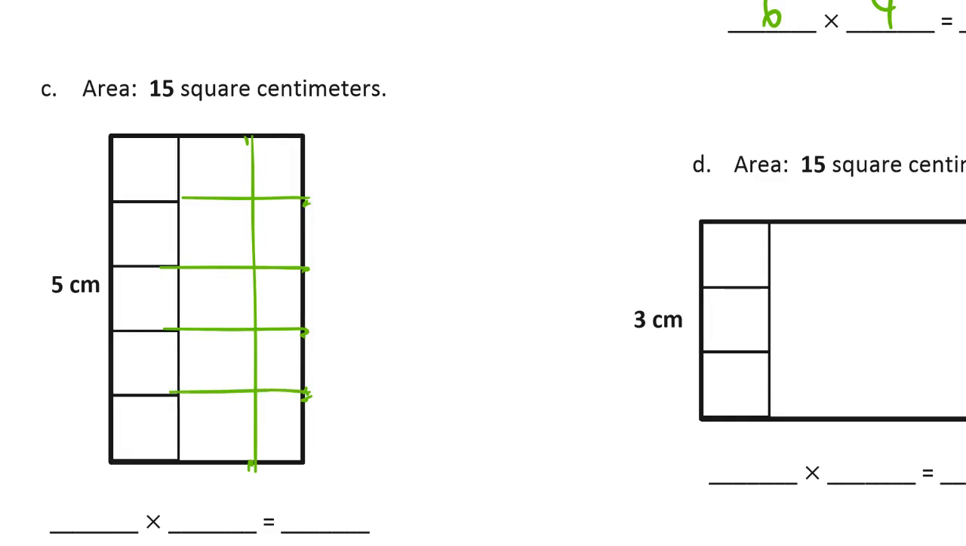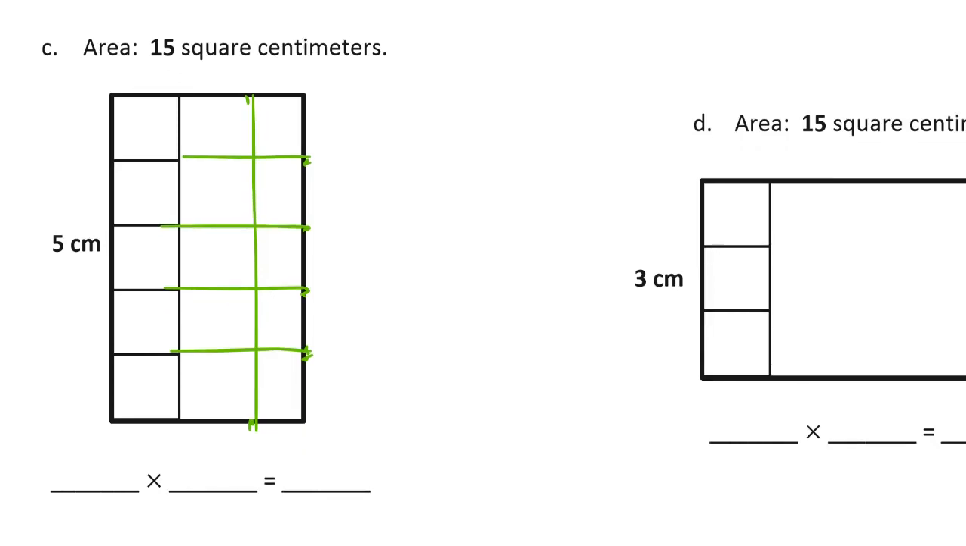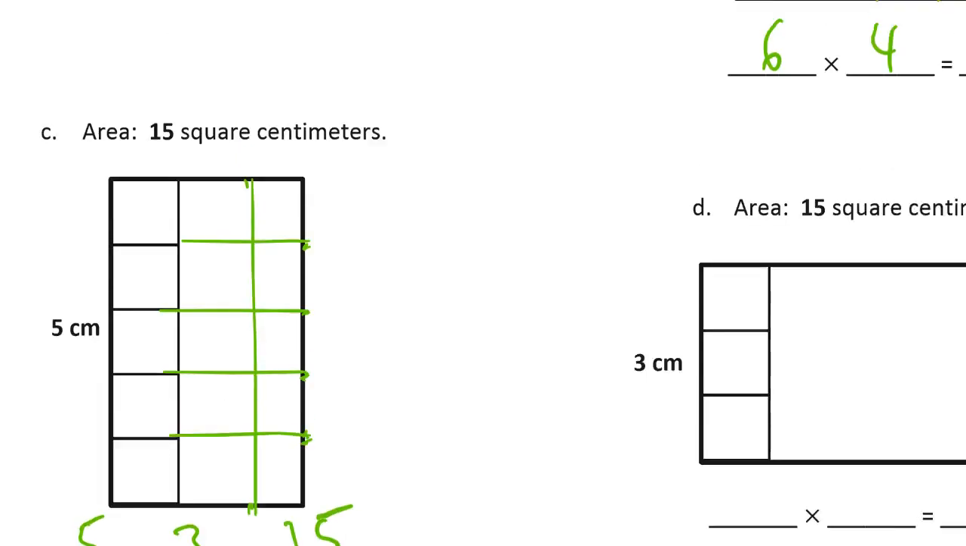It's not going to be perfect, but we're using a ruler. We're trying to get the straightest lines we can, and we're trying to get it as close as we can, and that's the best I could do. Okay, so this is 5 rows of 3, so it's 5 times 3 equals 15 for 15 squares.